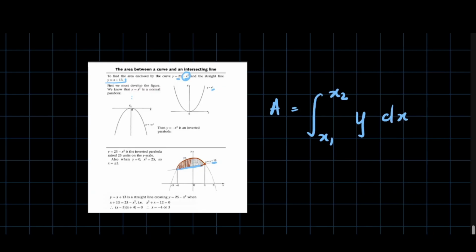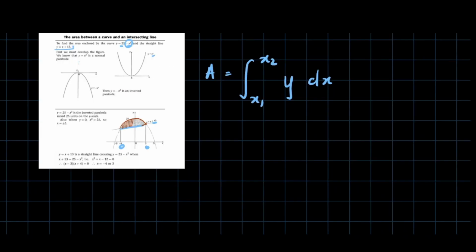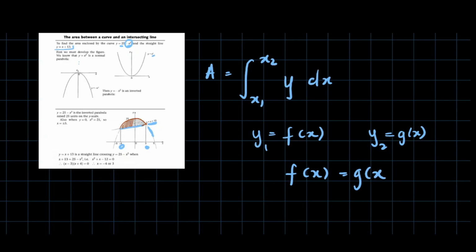We need to find our intersections x1 and x2. Forget that you know the intersections for now. To find the intersection between two equations, you simply equate the equations. If you have two equations, y1 equals f of x and y2 equals g of x, simply equate them together. It's as simple as that.